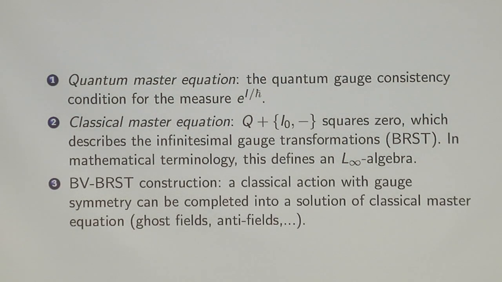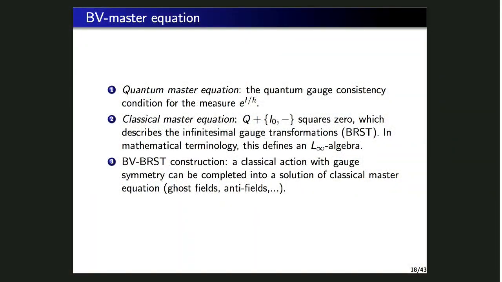And the relation to physics is the following. Suppose you start with any classical action with a gauge symmetry. This data can be completed into a solution of the classical master equation by adding ghost fields, anti-fields, and so on. That's the classical data. And then you can quantize the gauge theory by solving the so-called quantum master equation. That's the meaning of this equation.